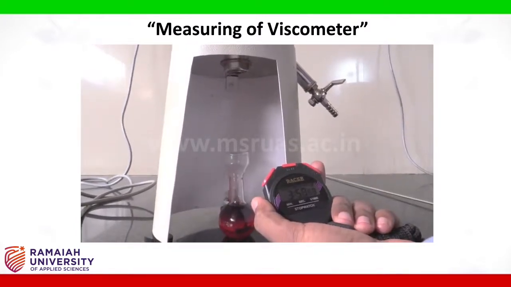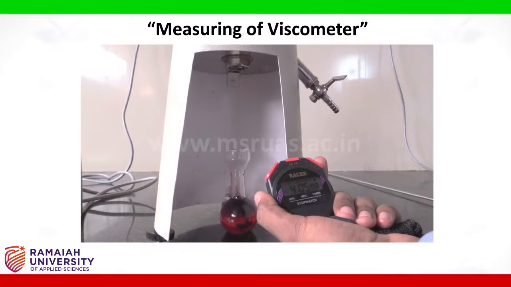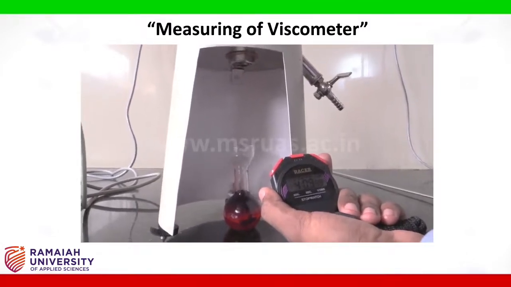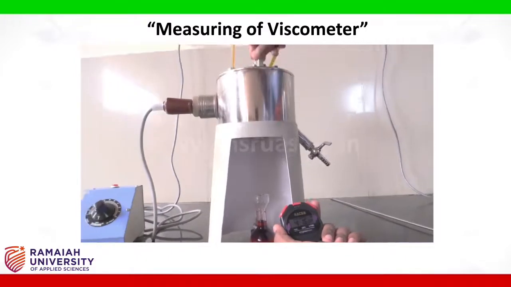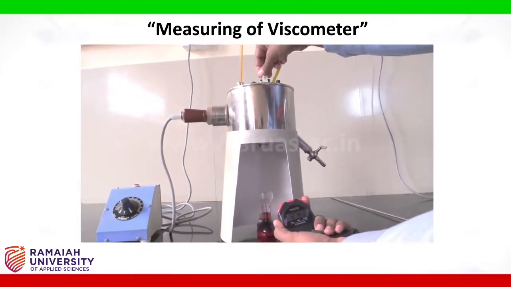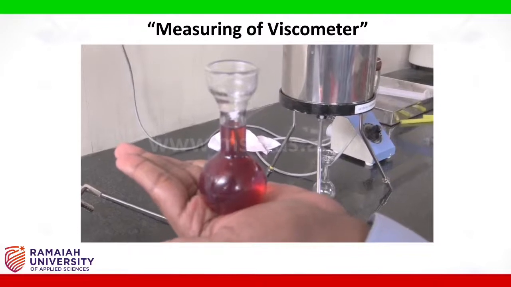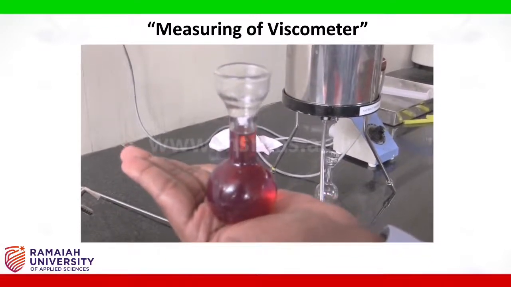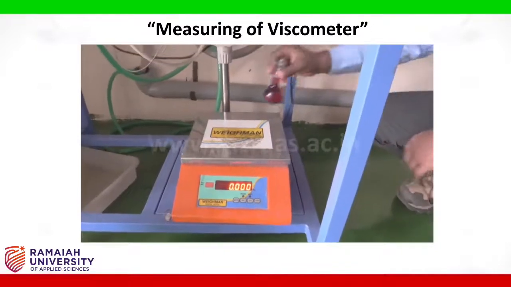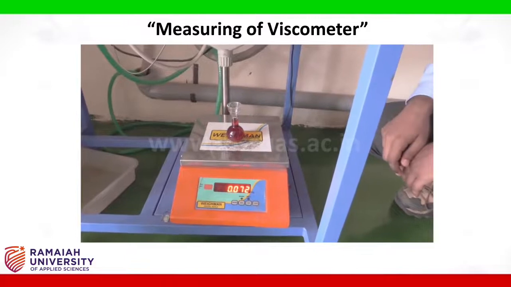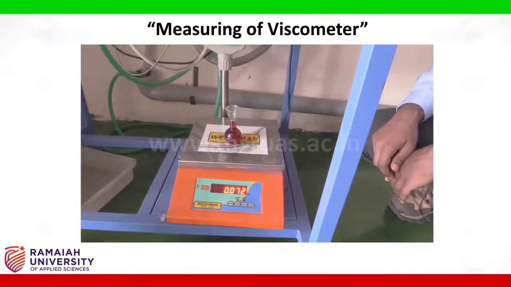Now the oil is being filled up in the collecting flask. As the oil approaches the 50 ml mark on the collecting flask, we need to stop the needle valve and also stop the time on the stopwatch. Now this is the oil collected in the collecting flask of exactly 50 ml volume. The weight of this oil along with the collecting flask shall be measured. We can see a weight of close to 72 grams of oil and the collecting flask.